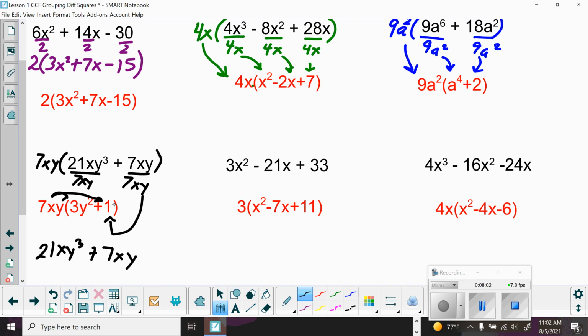This is the most commonly made mistake by students first factoring, is they'll factor out the 7xy, fantastic. But then they put 3y squared instead of 3y squared plus 1. Don't forget the 1. Okay. Over here, this one should have been fairly easy. You just had a number that came out. And over here, you had the 4x. This is similar to the second one.